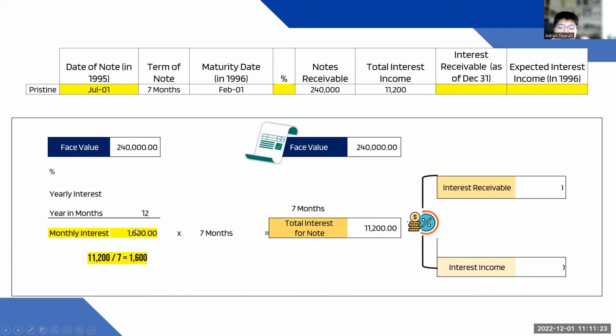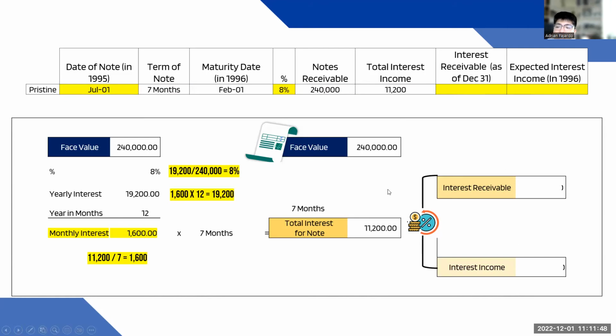And then, since alam na natin yung monthly interest, we can solve pataas, right? So 1,600 times 12 will get the annual interest of 19,200. And then after the 19,200, we can get the interest rate, which is just basically 19,200 divided by 240,000 is equal to 8%. So alam na natin yung 8%.